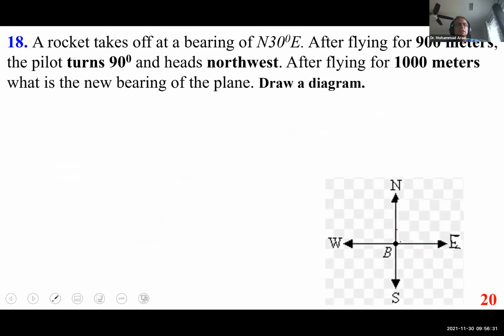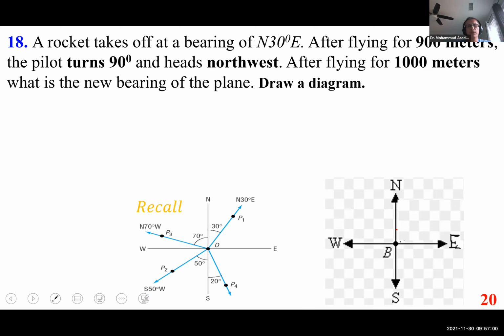Could you please read this? A rocket takes off at a bearing of North 30 degrees east. After flying for 900 meters, the pilot turns 90 degrees and heads northwest. After flying for 1,000 meters, what is the new bearing of the plane? Draw a diagram. So first, let's see what we remember about bearings.